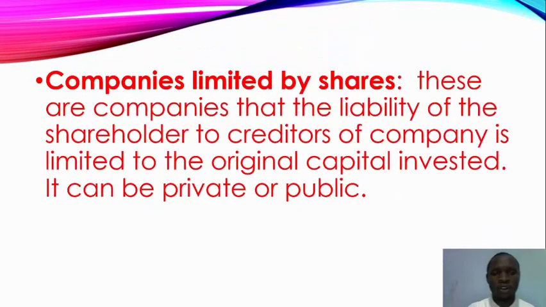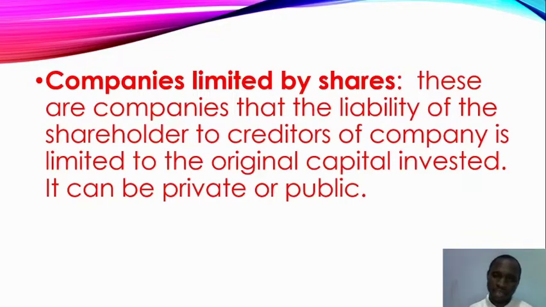Then we have companies limited by share. These are companies in which the liability of the shareholder to creditors of the company is limited to the original capital invested. It can be private or public. Now, let's say a group of people came together to form a business. Let's say they are shareholders of that business, for instance, and the business should go bankrupt. What happens here is that the creditor will not go beyond the capital that the shareholders have invested into that business, unlike the unlimited liability company.